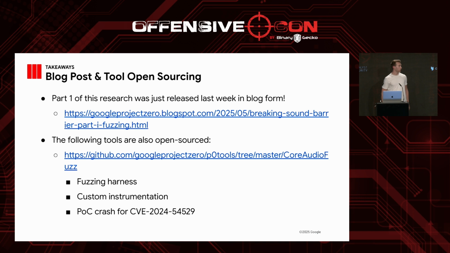So I mentioned before that a bunch of the tools you use for this research are open sourced. You can see those in the Project Zero tools repo. The fuzzing harness is there, as well as the custom instrumentation I mentioned, and a POC crash for the type confusion CVE. Additionally, I just published a blog post about building the fuzzing harness last week that you can read if you're interested.